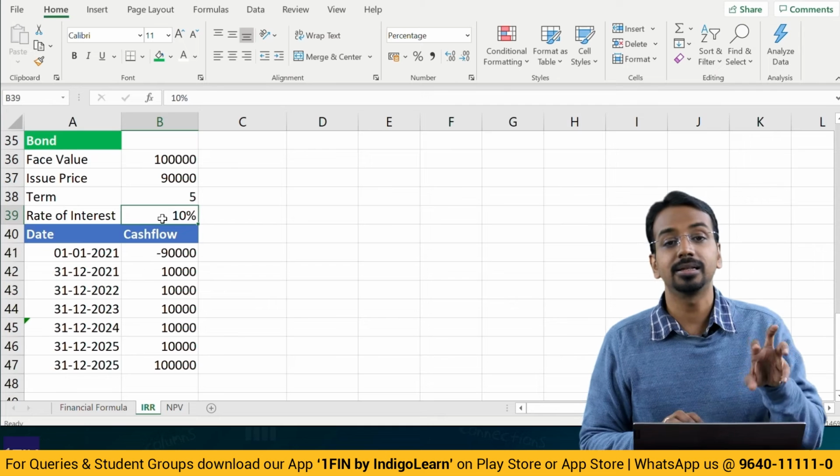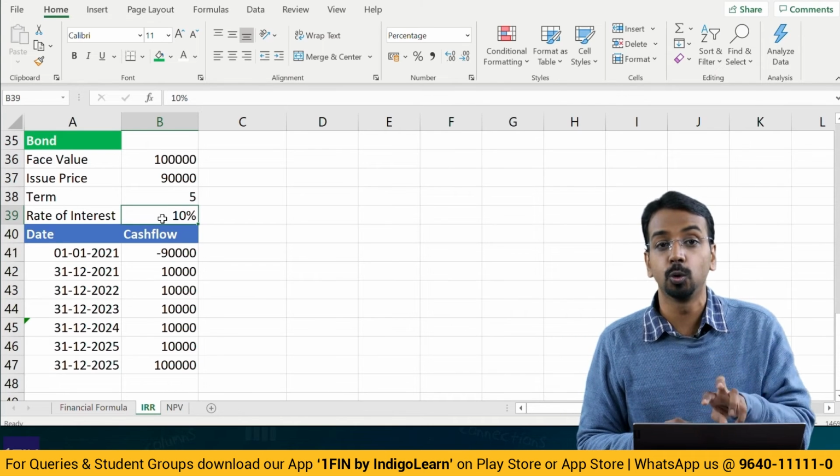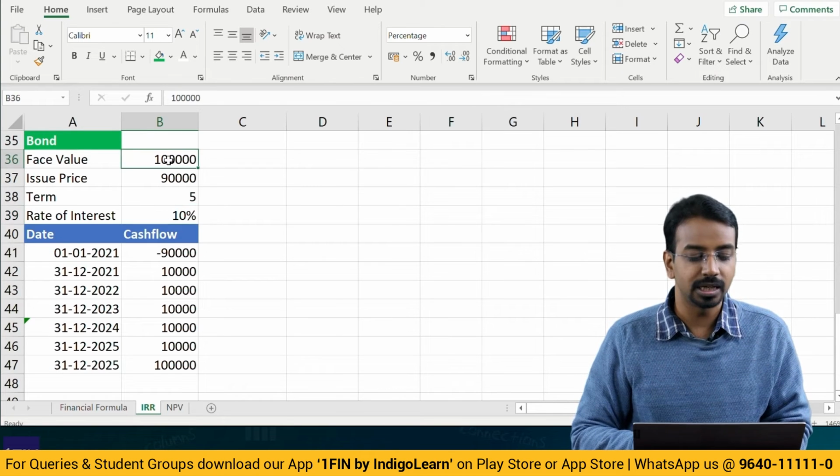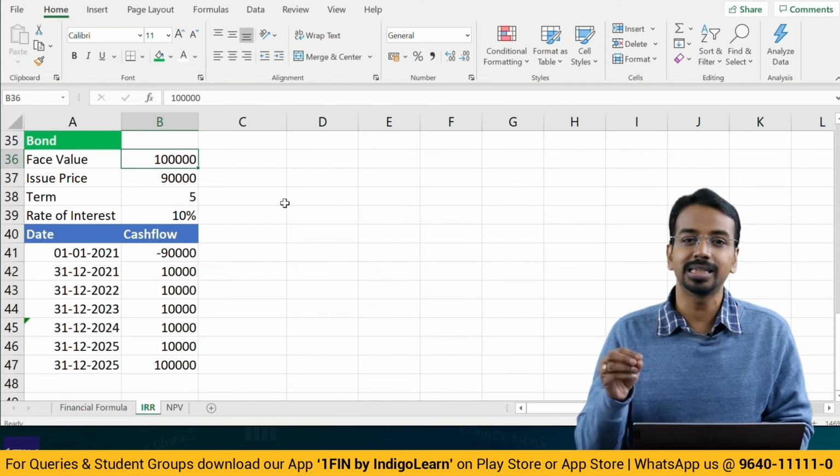And the coupon rate, that is the rate of interest which will be paid to you, is 10%. And always remember, interest is computed on the face value. Interest is computed on the face value.